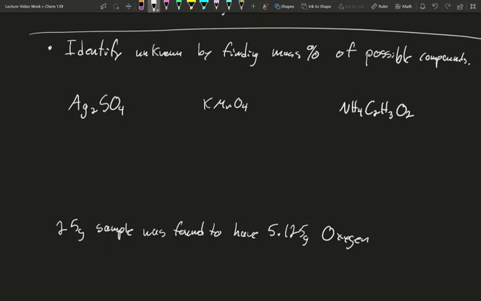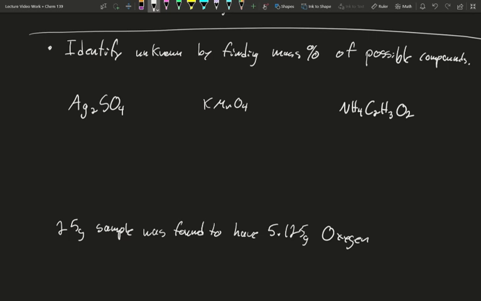In this video, we're going to identify which of these three compounds was our unknown based on the mass percent, as well as calculate out the mass percent of each element in these compounds. So our three possibilities are silver sulfate, potassium permanganate, and ammonium acetate.